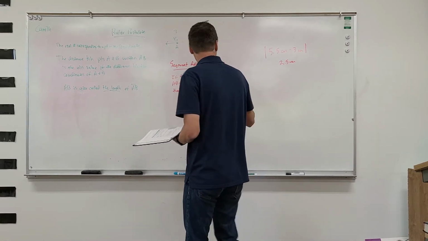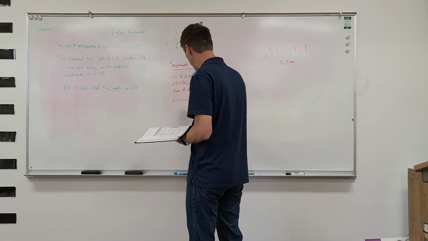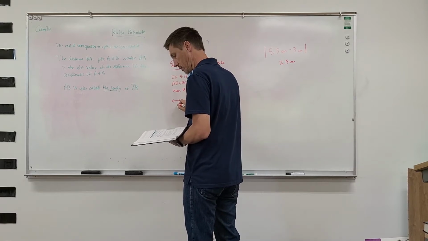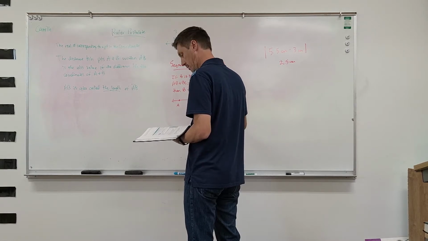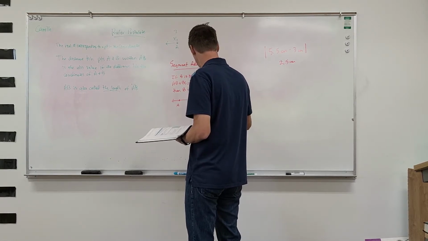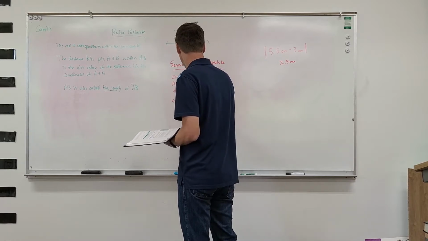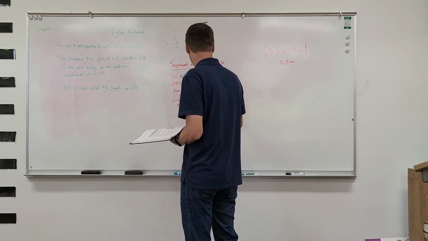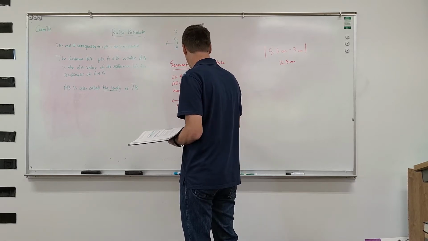I'm going to write down a little graph of that, like we have here in the book. A, B, and then C. Let me see, this is AC, this is AB, this is BC.